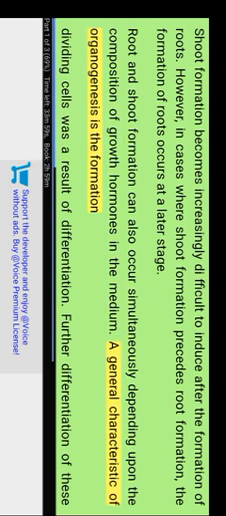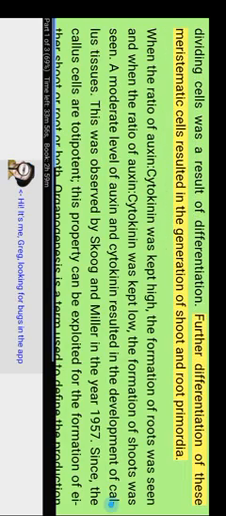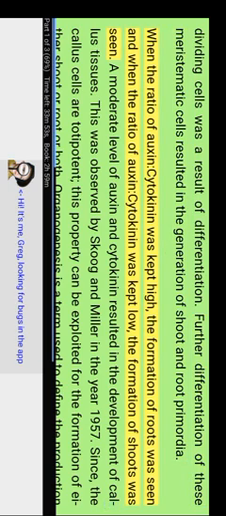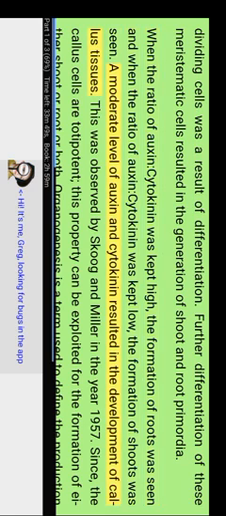A general characteristic of organogenesis is the formation of dividing cells as a result of differentiation. Further differentiation of these meristematic cells resulted in the generation of shoot and root primordia. When the ratio of auxin to cytokinin was kept high, the formation of roots was seen, and when the ratio of auxin to cytokinin was kept low, the formation of shoots was seen. A moderate level of auxin and cytokinin resulted in the development of callus tissues. This was observed by Skoog and Miller in the year 1957.